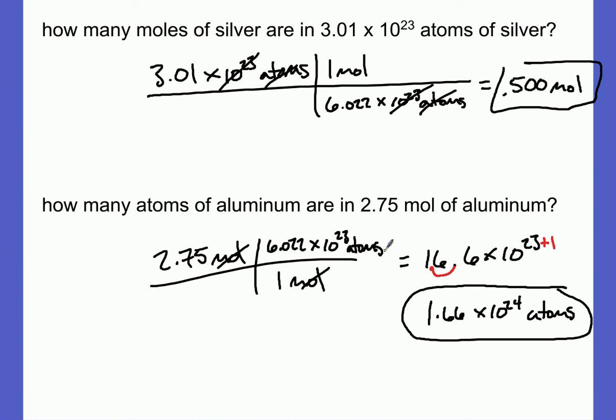So again, same idea as before. I can either multiply or divide. Depending on what I'm giving you, you can get moles from atoms or vice versa. You can get atoms from moles.